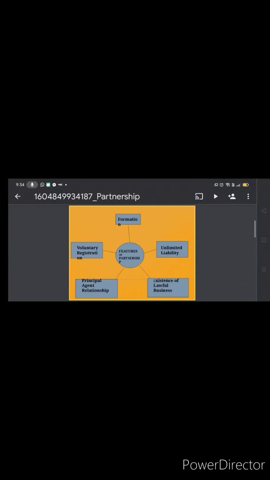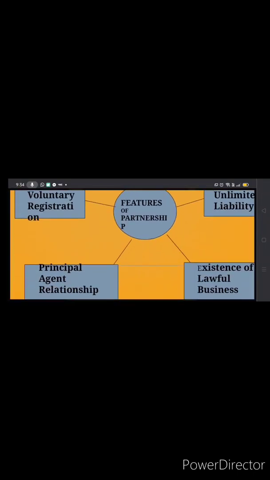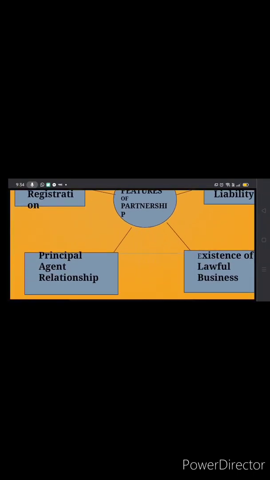Then the last feature we have is voluntary registration. Registration is not compulsory, but again, to avoid some limitations, it's always better to get your firm registered. So these were the features of the partnership firm.